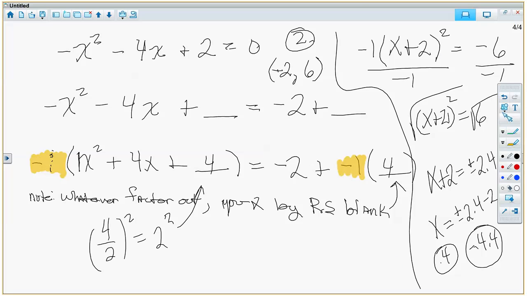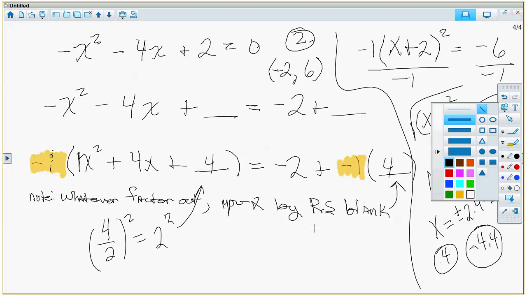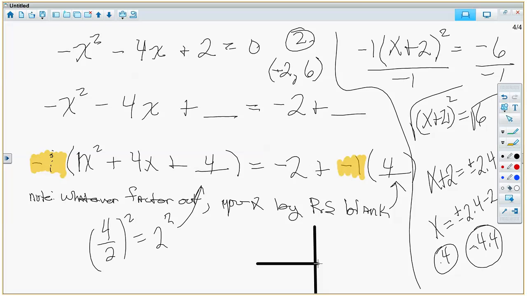And you got your handy dandy graph. And (0, 2) is our y-intercept. (-2, 6) is the vertex. 0.4 and negative 4.4 are the x-intercepts. And which way is it opening? Down. Is that a good thing? Why? Because negative a is negative.